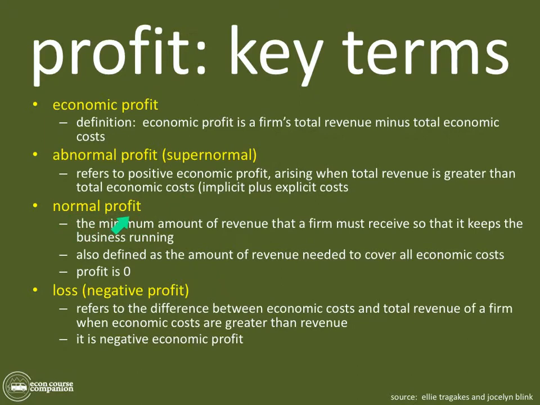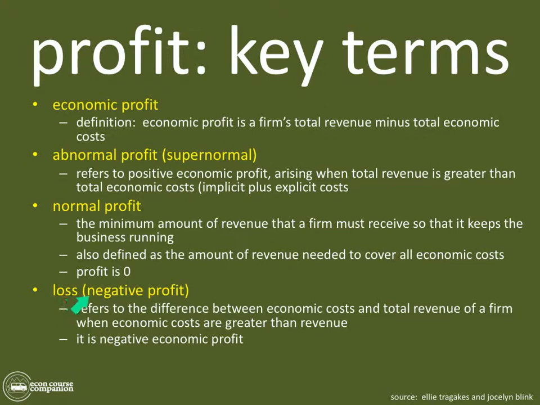What's normal profit then? Well, normal profit is the minimum amount of revenue that a firm must receive so that it keeps the business running. So if we've got a pizza shop, what's the minimum we need in order to keep it running? $5. Why? Because that's how much it costs us to make the pizza. And assuming that $5 represents all of our economic costs, then we understand what normal profit is, okay? Profit is zero, right? But profit is zero is the definition of normal profit.